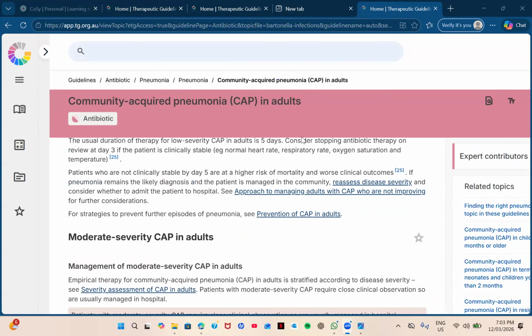So simply, what is the treatment option? Here we have low severity, and in low severity we have two things to remember: monotherapy and combined therapy. We use monotherapy as the initial therapy without other comorbidities. The first line is amoxicillin. If the patient has sensitivity to penicillin, then you can use doxy or clarithromycin.